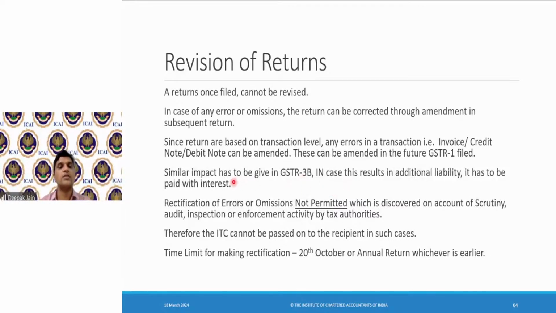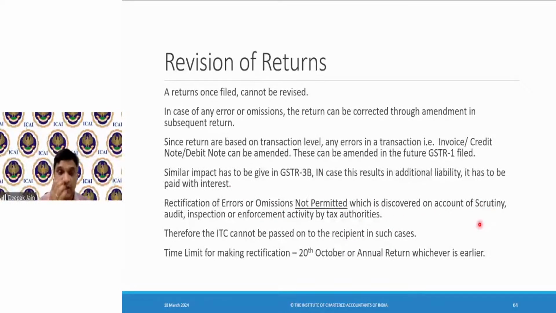Okay, so similar impact has to be given in 3B. In case this results in additional liability, it has to be paid with interest. Now, rectification of errors or omissions is not permitted when it is discovered on account of scrutiny.